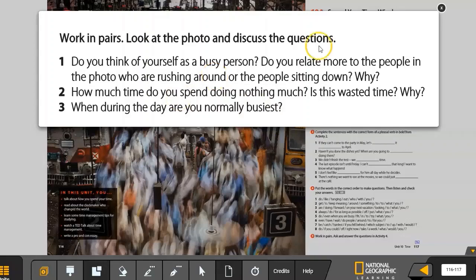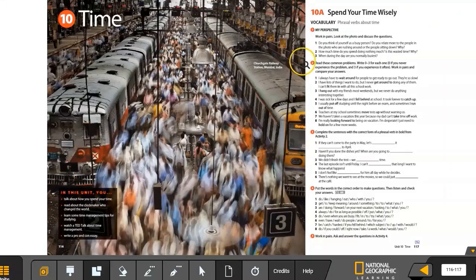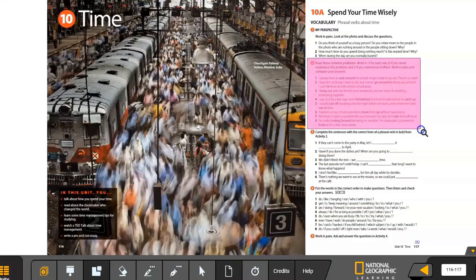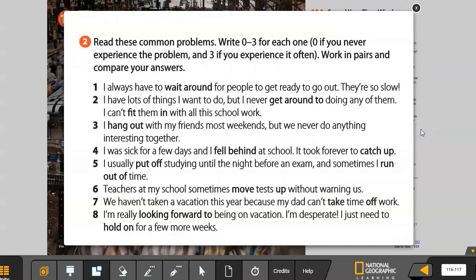Okay, guys, now what we have to do, you have to go to second exercise, guys, exercise number 2. It says read these common problems, write 0 to 3 for each one. 0 if you never experience the problem, and 3 if you experience it often. Okay, so let's see, guys. Okay, let's see, we have 0 to 3. Okay, I'm going to read for you.